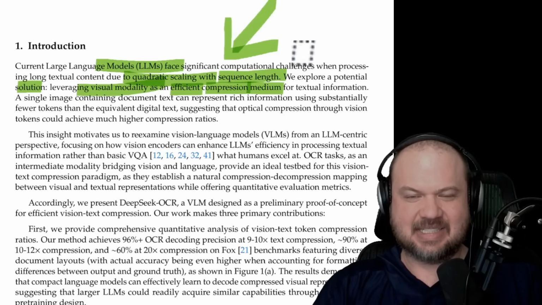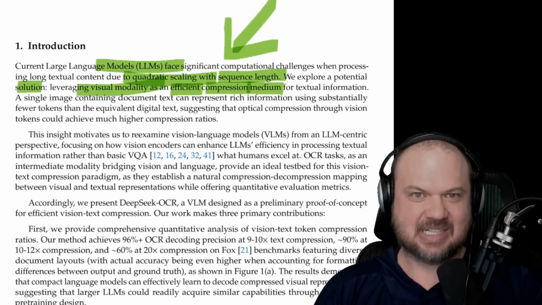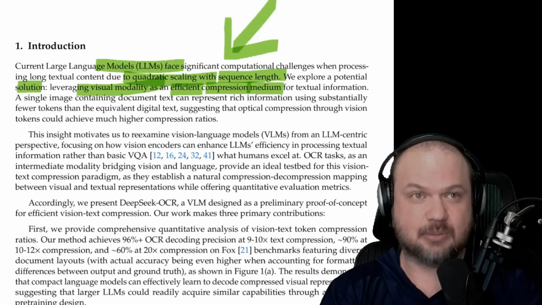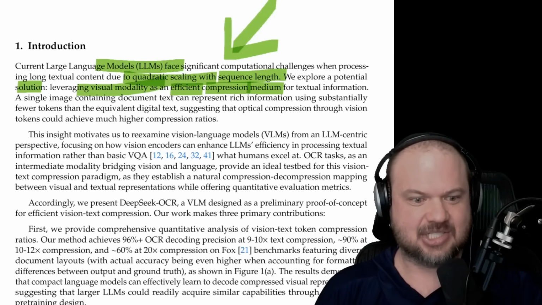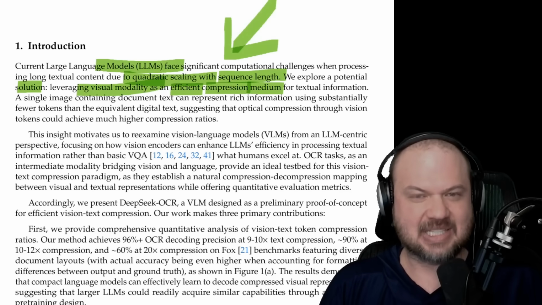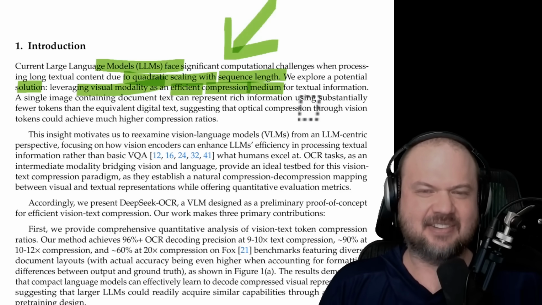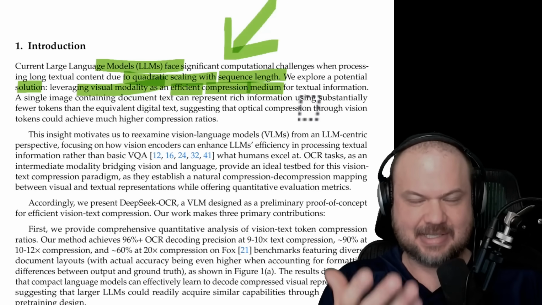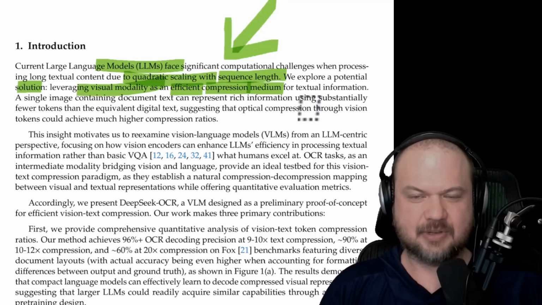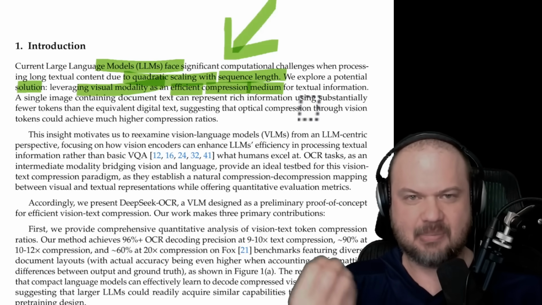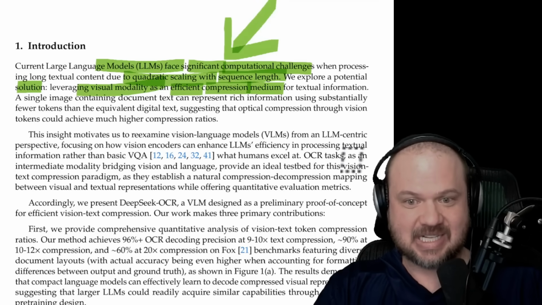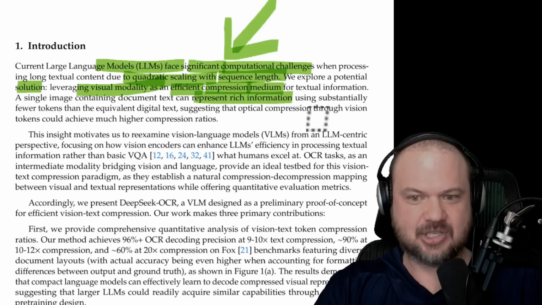Again, I've got to point out here that the US prevented the export of the most powerful NVIDIA chips to China. And that initially created a problem for Chinese AI labs. They just didn't have the same hardware power that US labs did. Necessity is the mother of invention. I believe that's the saying. The biggest breakthroughs out of China and DeepSeek specifically were ways for them to achieve the same results with much less. So in this example, facing significant computational challenges, well, this image can represent rich information using substantially fewer tokens than the equivalent digital text.